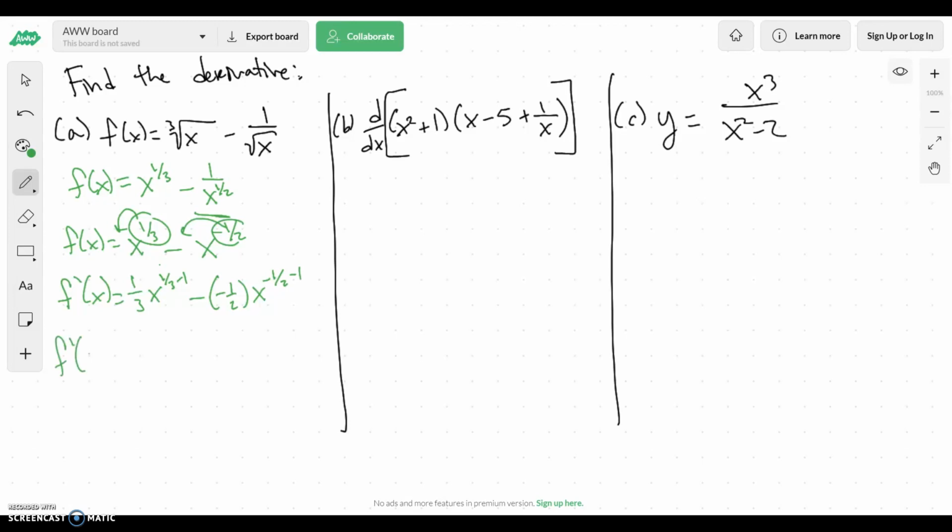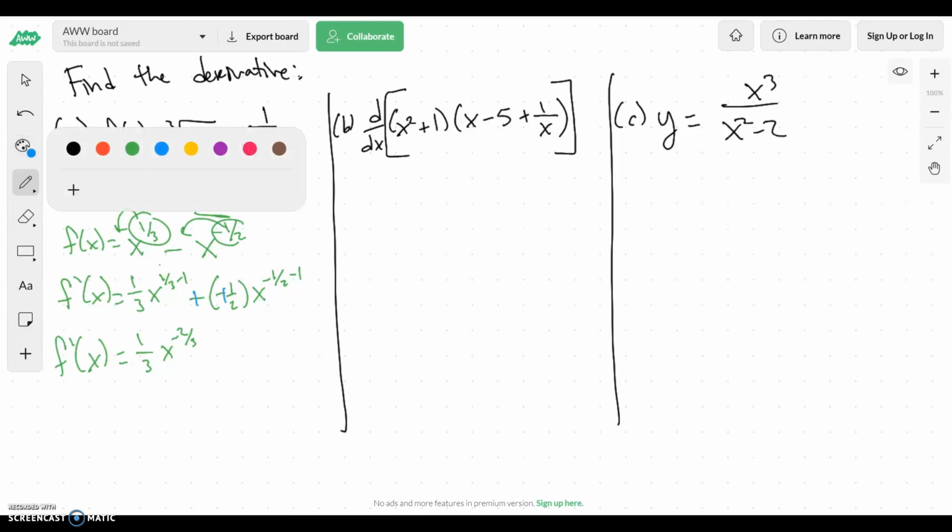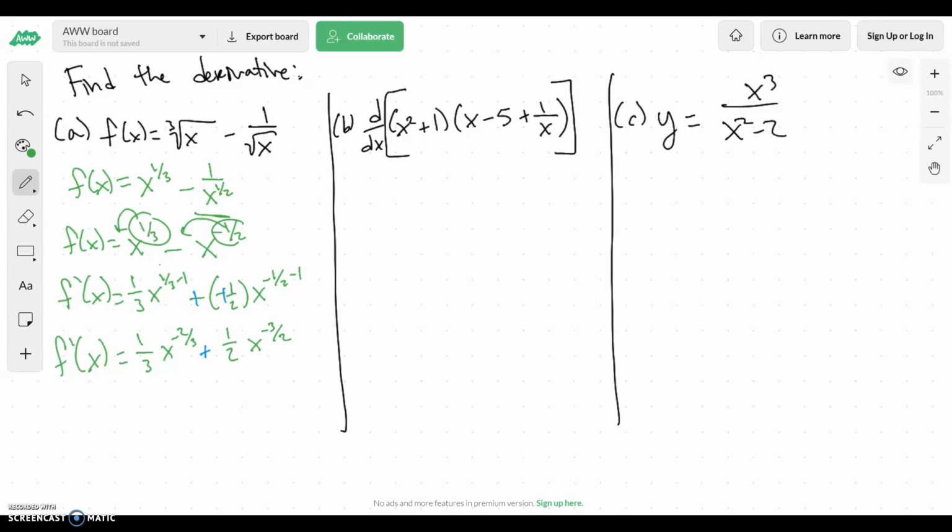Okay, so f prime is going to be equal to 1/3 x to the negative 2/3. This is going to give us a positive. So this is going to be positive 1/2 x to the, what would this be, minus 3/2. We're almost done. All we got to do is just put these on the bottom.